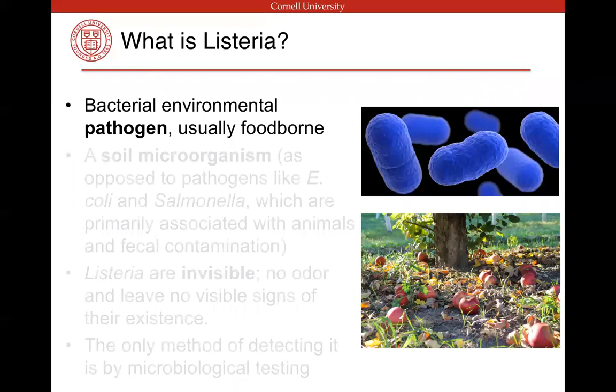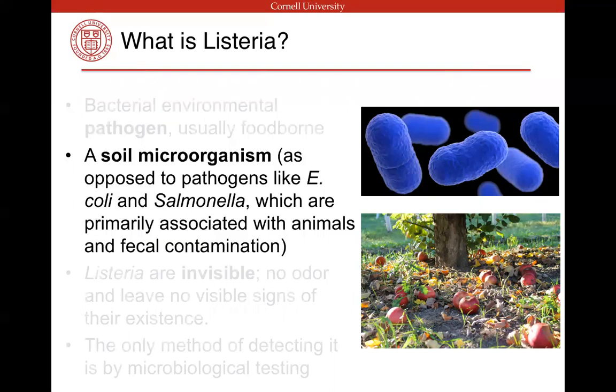So Listeria is a bacterial environmental pathogen, and it's usually foodborne. So usually people who get sick from Listeria, who develop listeriosis, it's usually from a food source. It's found in the soil. It's found in the natural environment, actually. You might find it on a sidewalk or in an ATM machine, but it's found in the soil. And so that's very different from other pathogens like E. coli and Salmonella, which are primarily associated with animals and fecal contamination.